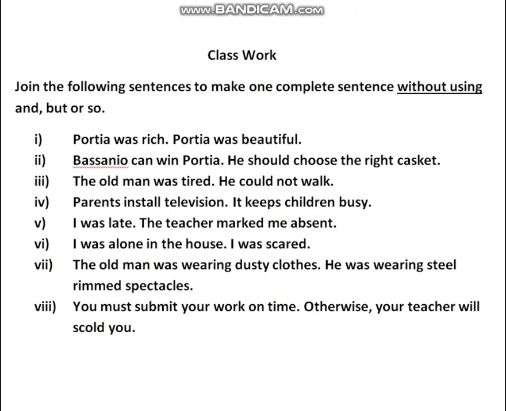This is your classwork. Portia was rich. Portia was beautiful. Bassanio can win Portia. He should choose the right casket. Now identify the category, identify the option that you have to use. And for that, it is very important to understand the meaning of the sentence. Bassanio can win Portia, but there is a condition. He should choose the right casket.